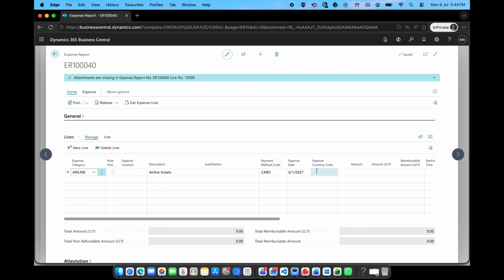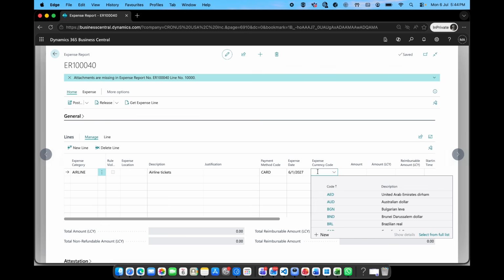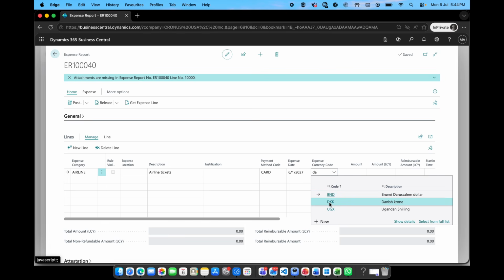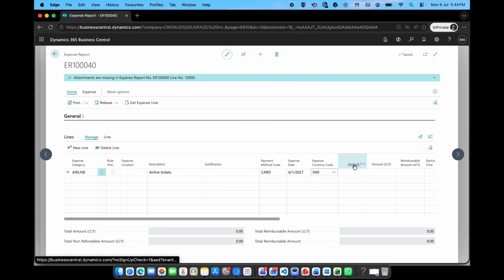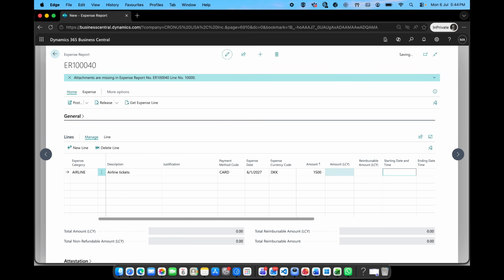Now, I said the expense date was, let's say, 6/1/27. That makes sense. And I paid in, let me see, Danish krone. And I don't know, maybe 1,500.